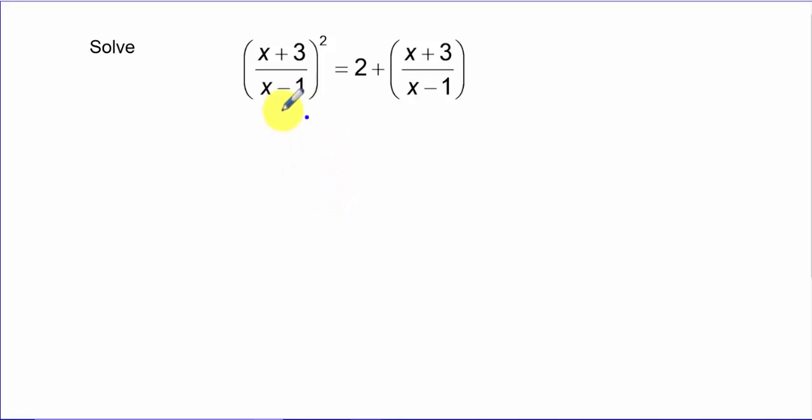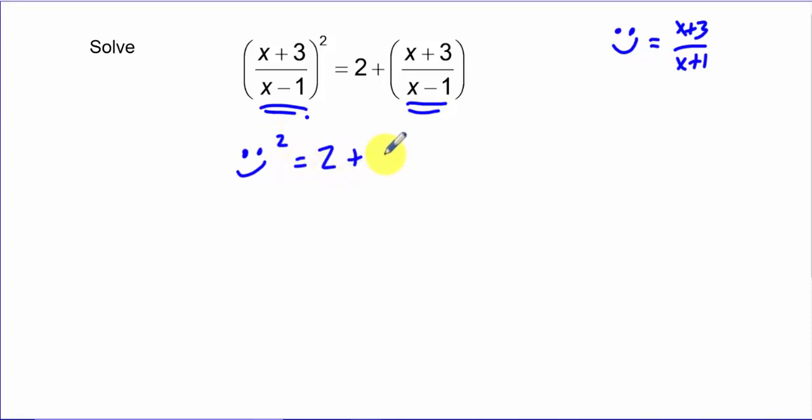However, note, these guys are actually the same. So what if I say, hey, let's just say happy face is going to be equal to x plus 3 over x plus 1. And let's just keep that over there for a minute. So I can then say, well, this is basically the same as whatever that happy face quantity is, plus 2, plus a happy face. And if you look at that, that basically looks like a quadratic. Like so, which I know how to factor.